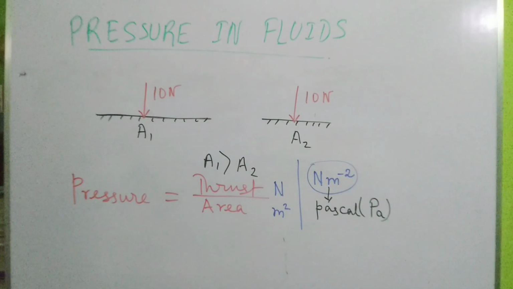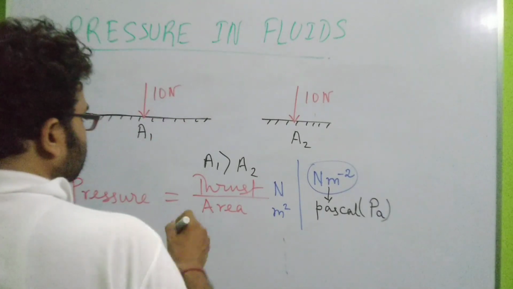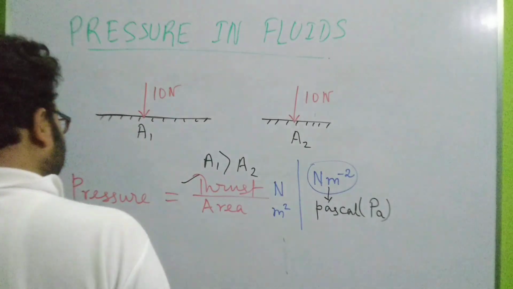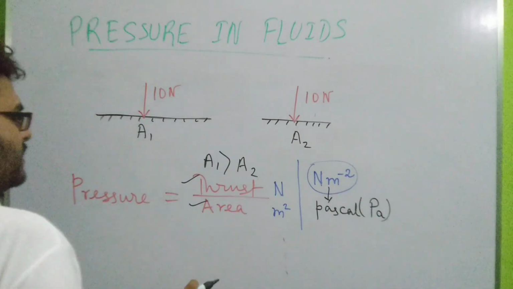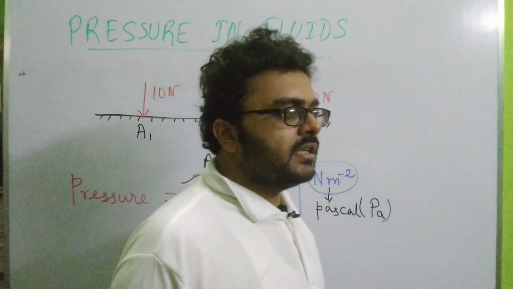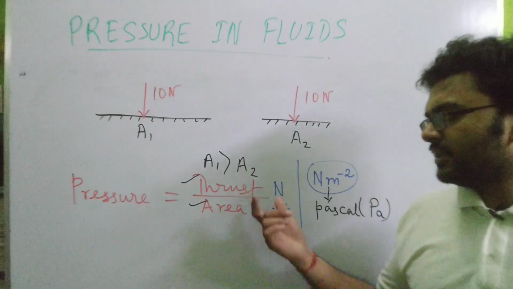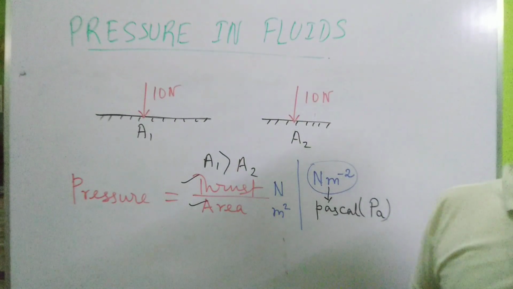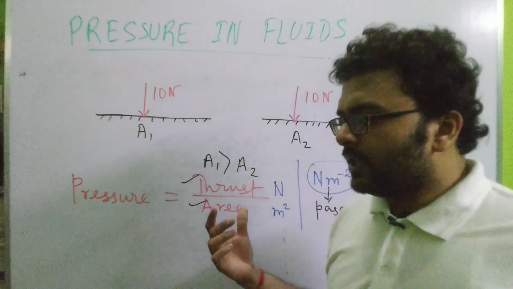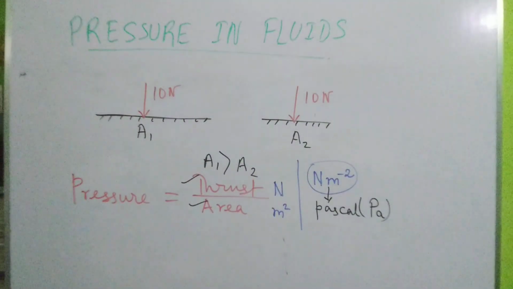Pressure basically depends on two factors. One is the thrust applied: more the thrust, more the pressure. The other is the area: more the area, lesser is the pressure; lesser the area, more is the pressure. This is because pressure and area are inversely related, whereas pressure and thrust are directly related. These are the two factors which affect the value of pressure on a certain area.